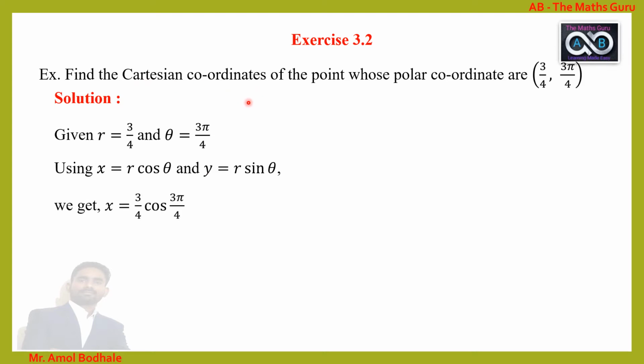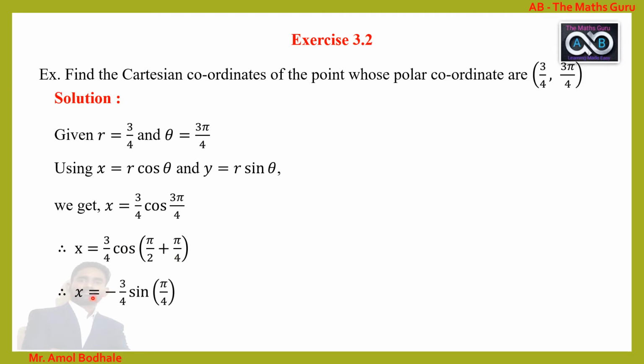So x is equal to r cos theta, that is 3 by 4 cos of 3 pi by 4. Now here, to calculate cos of 3 pi by 4, this 3 pi by 4 can be written as pi by 2 plus pi by 4. This 3 pi by 4 is 135 degree, that can be written as 90 plus 45. So again, cos of 90 plus theta is minus sin theta.